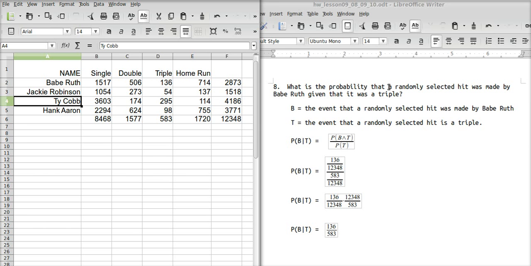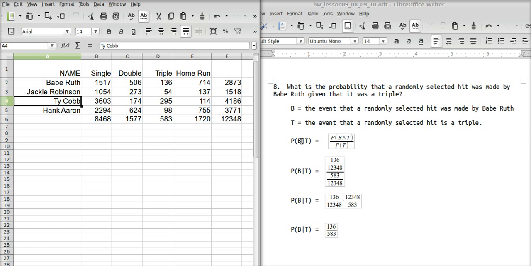Okay, so on to the problem that they want us to talk about. Number 8, what is the probability that a randomly selected hit was made by Babe Ruth given that it was a triple? They use the word given in there, so we're talking about a conditional probability. So I'm going to make some notation here. I'm going to let B be the event that a randomly selected hit was made by Babe Ruth, and T be the event that a randomly selected hit is a triple. That will make the notation a little bit easier.